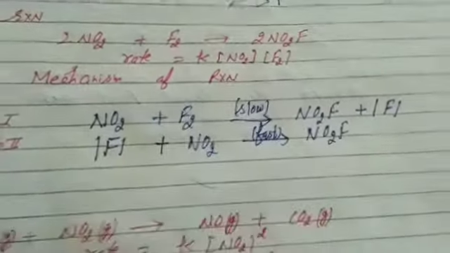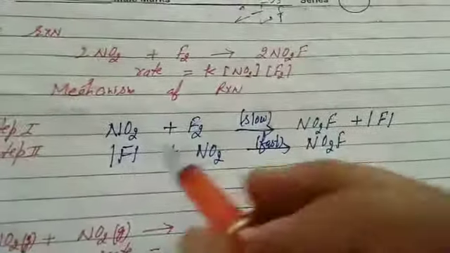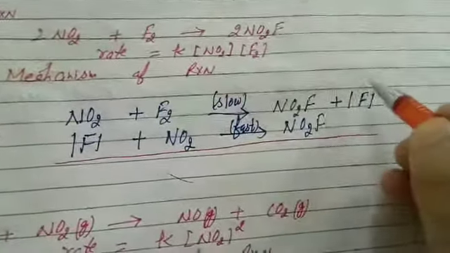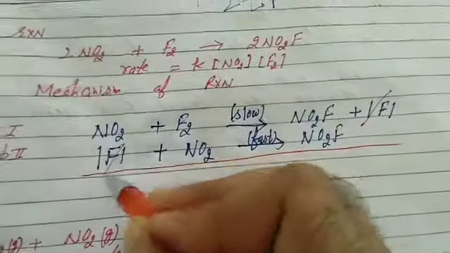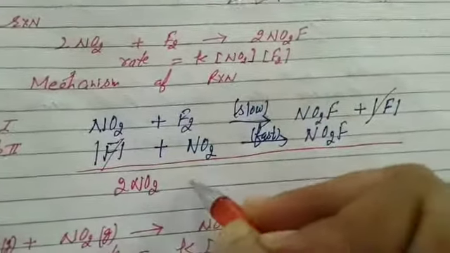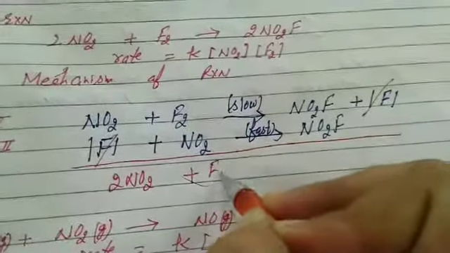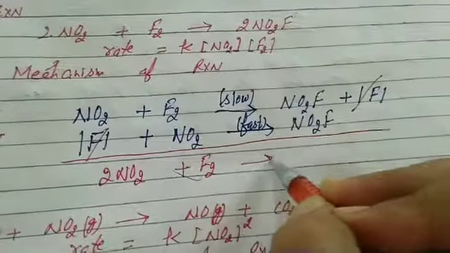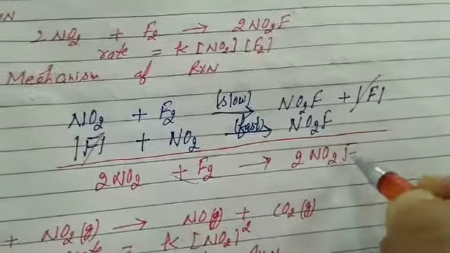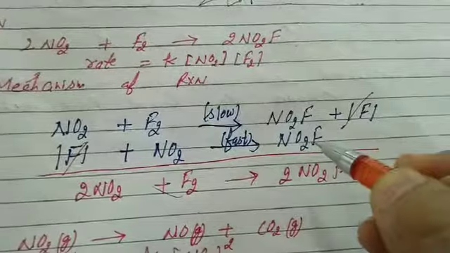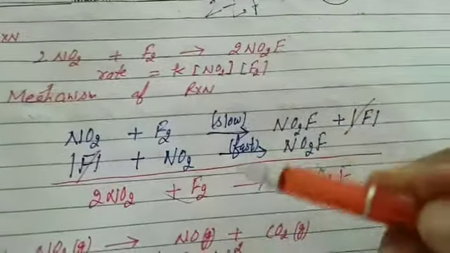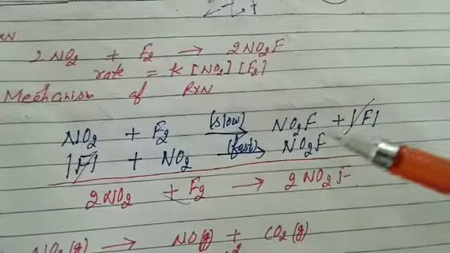Then students, we have to write the net reaction by adding step 1 and step 2 reactions. It's clear it will cancel. Twice of NO2 plus F2 leads to the formation of twice of NO2F. We add step 1 and step 2. Students, when we add step 1 and step 2, the overall reaction is same as in the given equation. You can check, 100% your answer is right.